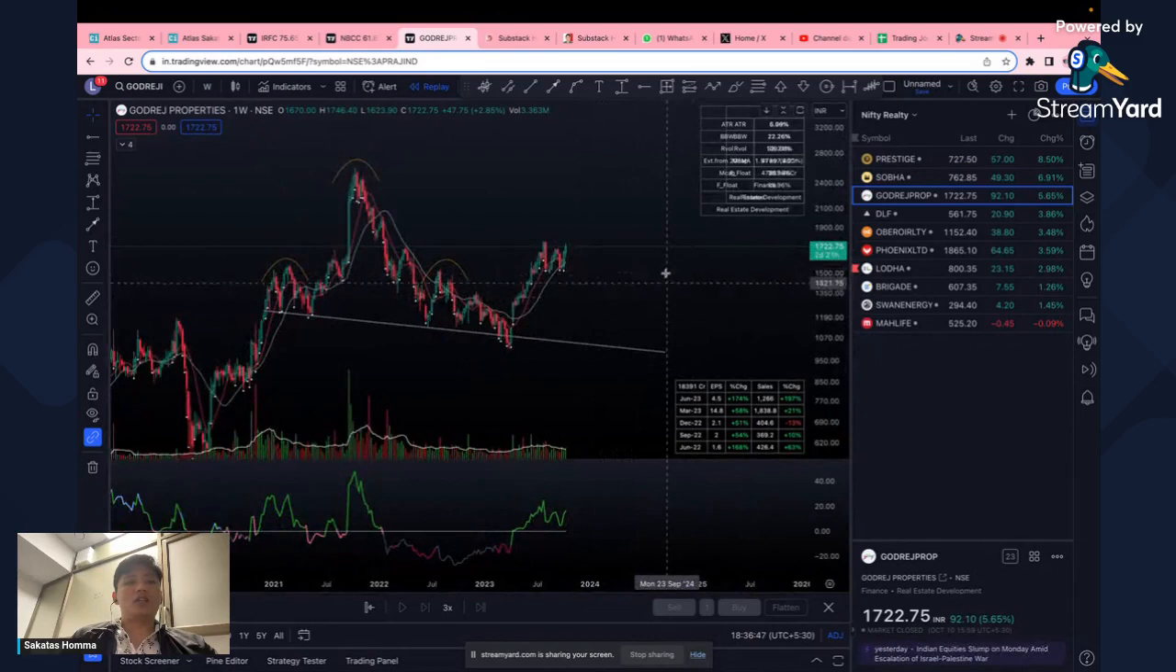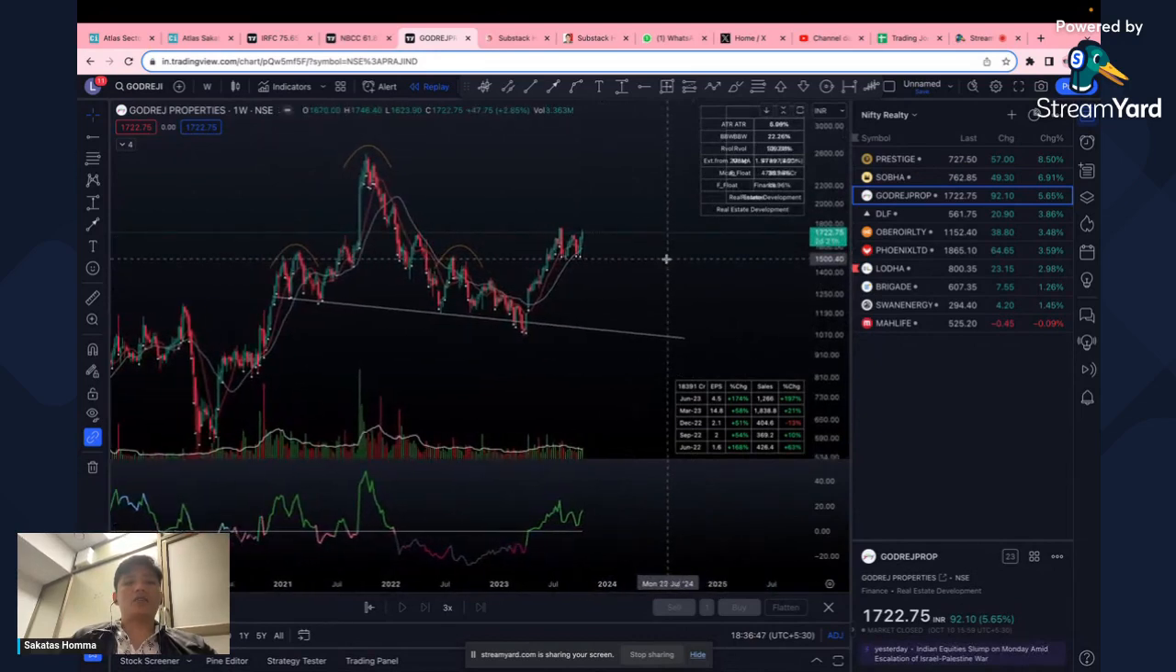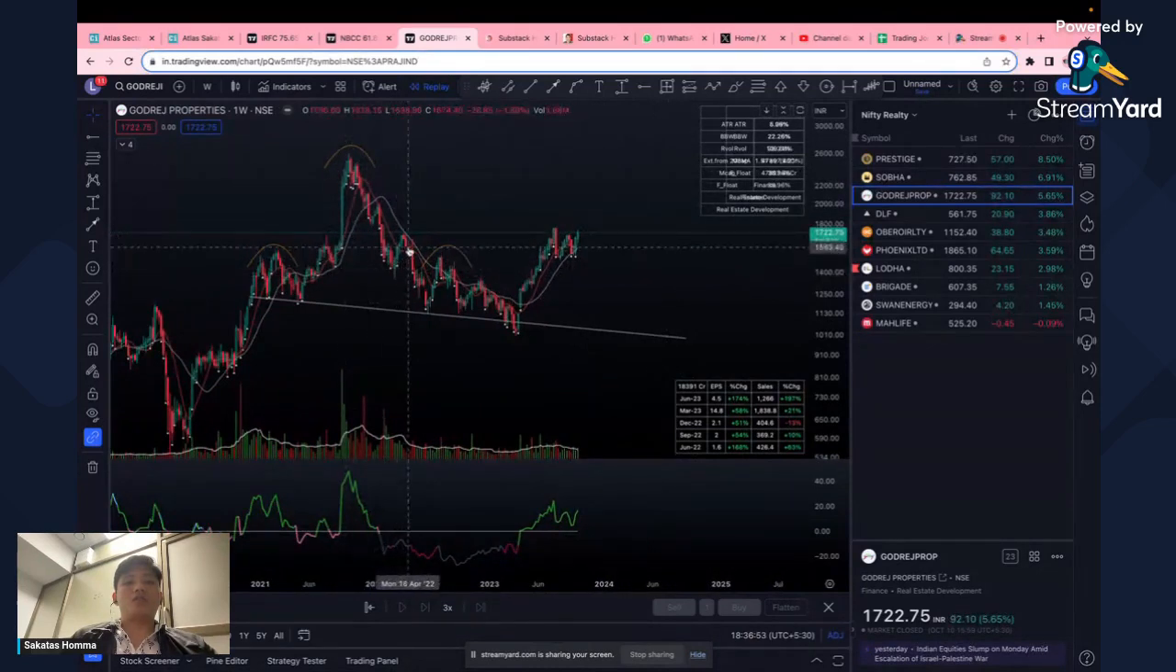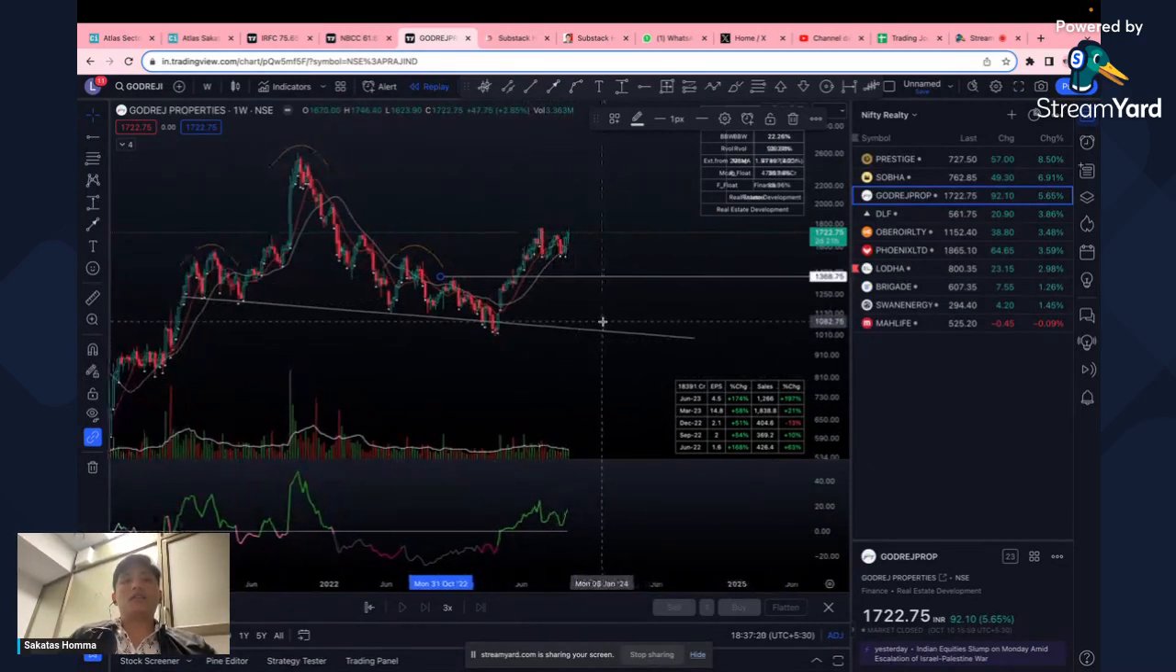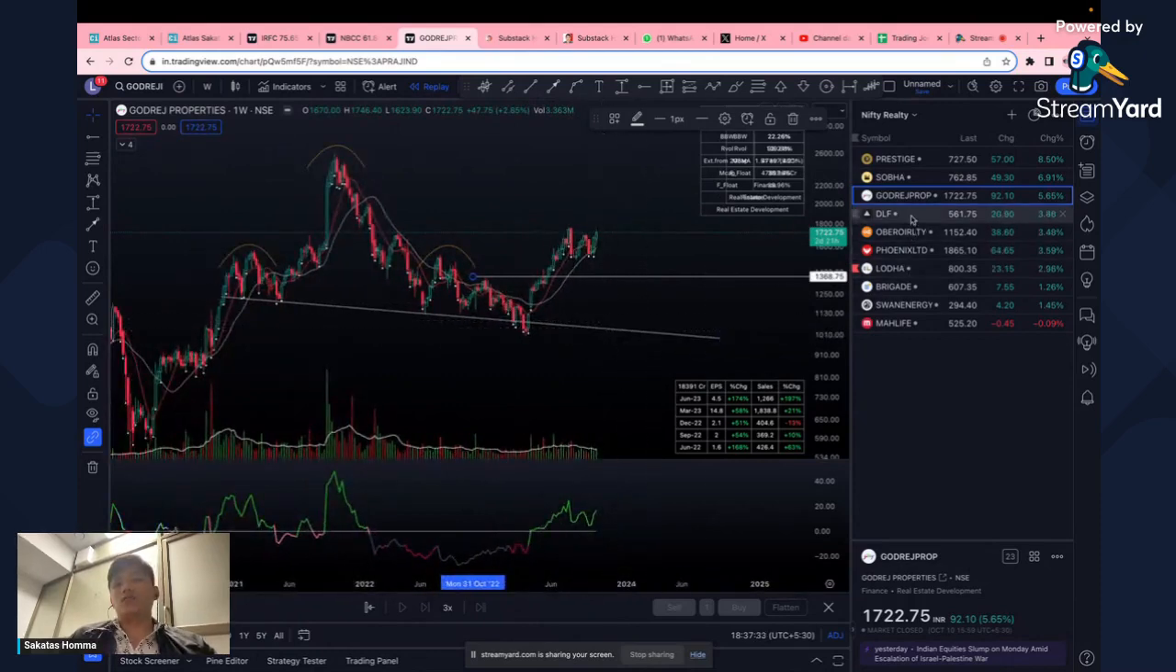Godrej Properties is another index constituent. After this sort of long-term downtrend on a weekly, I thought this looked like an inverse head and shoulders, but the breakdown was not successful, or there was a fake breakdown, and after that it was very strong. So this was the weekly pivot. The weekly pivot crossing could have been an area of entry, and always remember that in any time frame, Mars should always be green. Mars green basically means that it's an uptrend, right? So that was the area, and in my opinion this is giving us an entry on a daily pivot as well. So we'll see that.